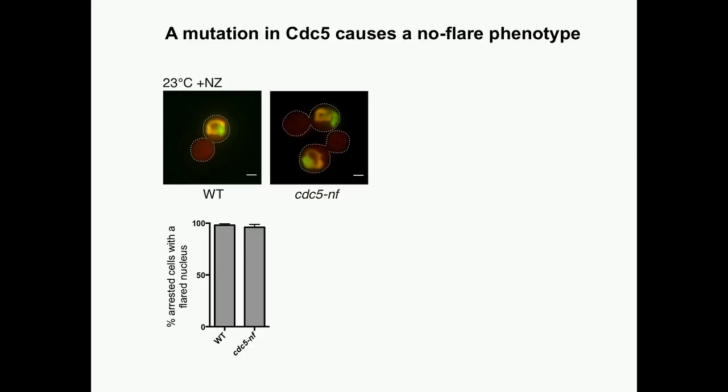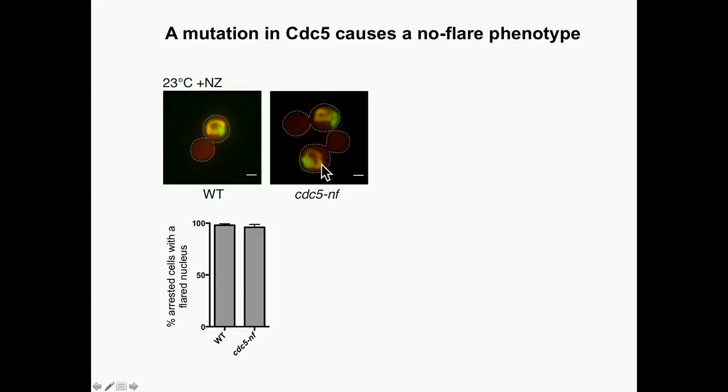And I screened lots of TS mutants, and the one I'm going to talk about today, the hit that I found, is a mutation in Cdc5. And so here I'm showing you at 23 degrees wild-type cells, and this Cdc5NF, which stands for no flare mutant. And you can see they form this flare structure.